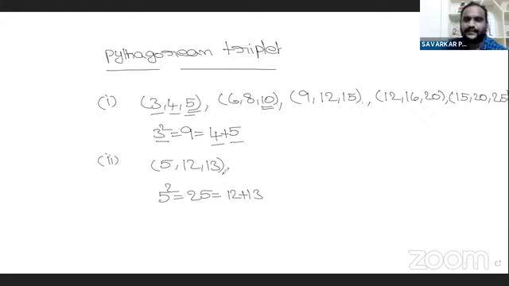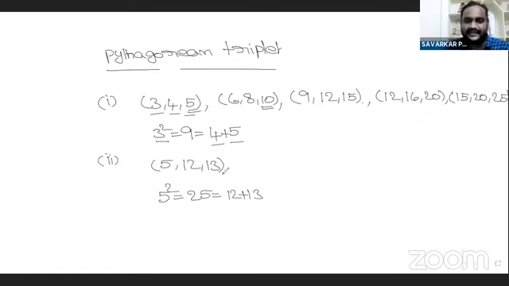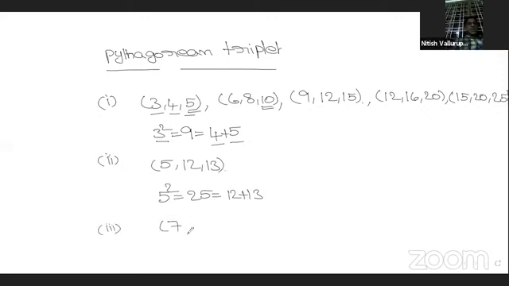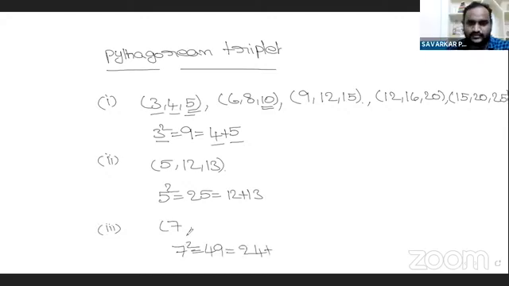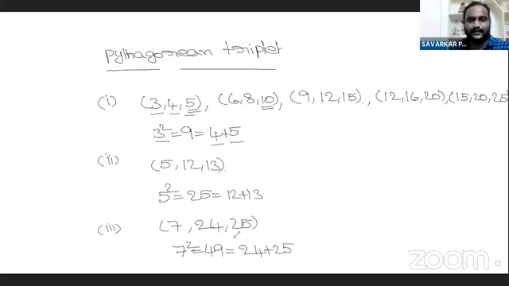13 square is equal to 169. 12 square is 144, 5 square is 25. 144 plus 25 is 169 only. So it is 13 square. Can I check with 7 also? Is it possible with 7 also? What is 7 square? 49. What is it as a sum of two consecutive numbers? 24 plus 25. So 7, 24, 25 is also a Pythagorean triplet.